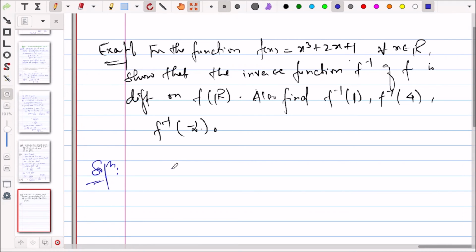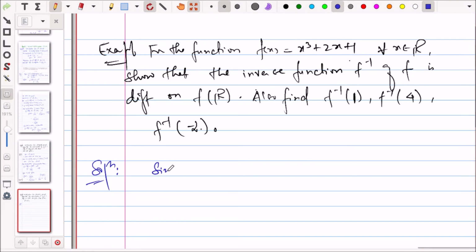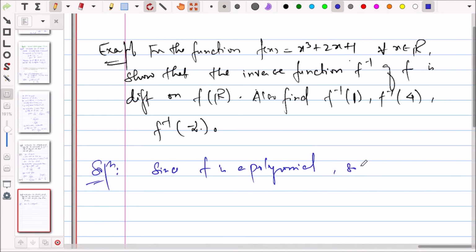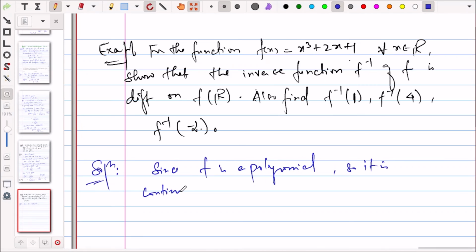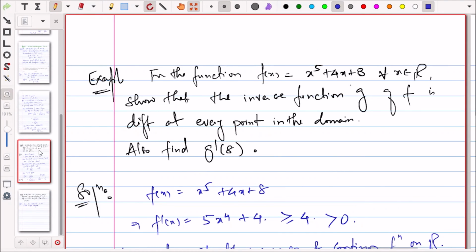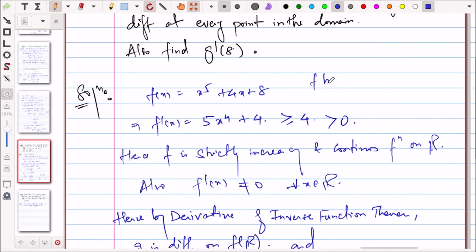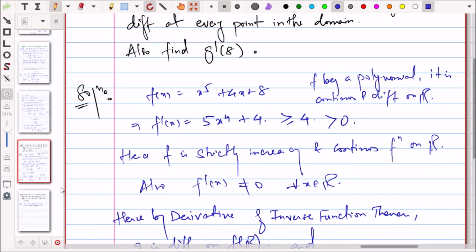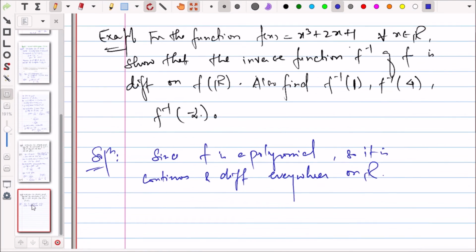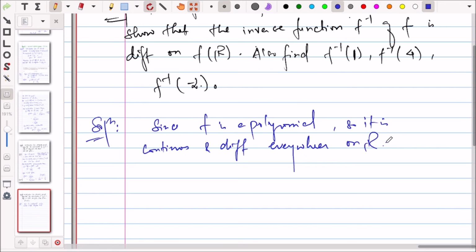Yes, first what we have to show: since f is a polynomial, it is continuous and differentiable everywhere on R. ठीक है, ये भी लाइन लिख देना पिछले वाले में भी, क्योंकि डेरिवेटिव निकालने से पहले f being a polynomial it is continuous and differentiable on R. ठीक है, ये important है, ये लाइन add कर देना, और वो हमने assume कर लिया था, but it is important. So it is continuous and differentiable everywhere on R.